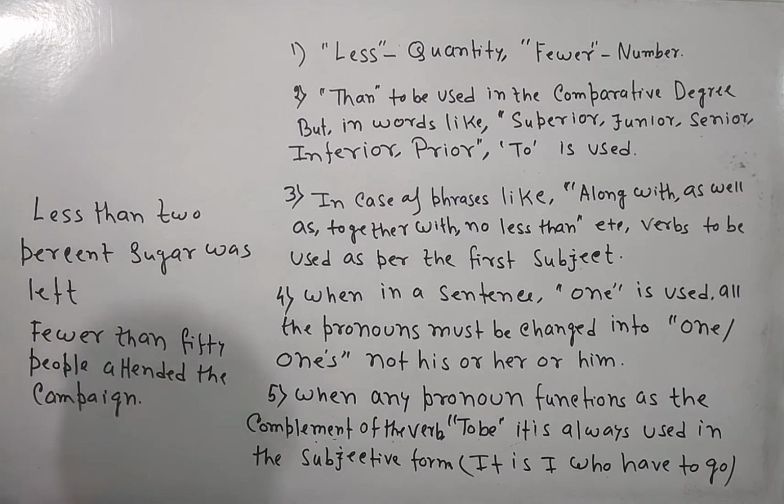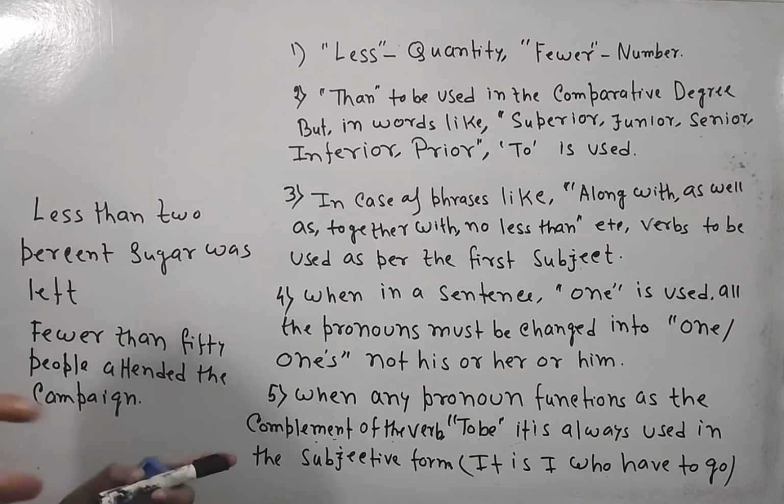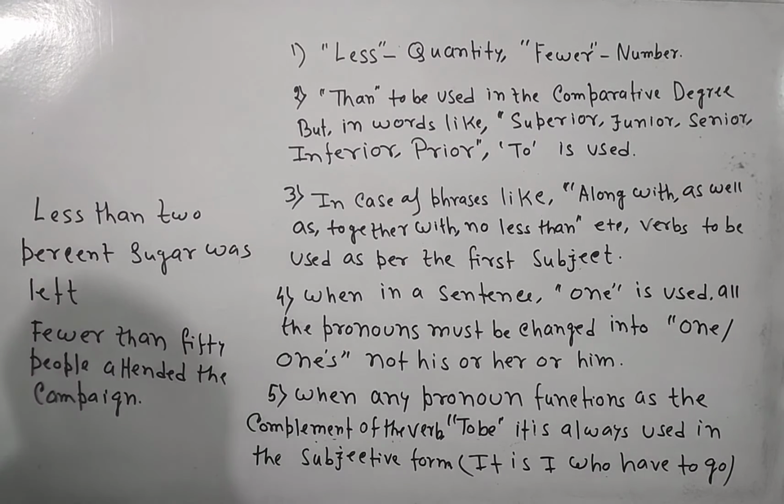So here the main point is that whenever quantity is there, you have to use less in the comparative degree. On the other hand, whenever there is a number, or something countable, fewer must be used. This type of rule is very important for competitive exams like SSC, CGL, CHSL, PSC, bank, etc.